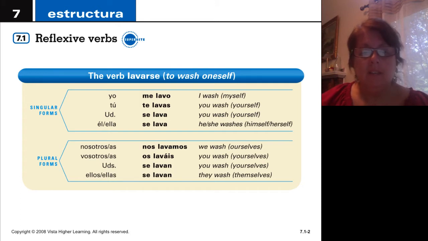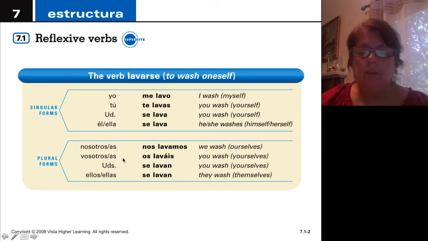So, if I say yo me lavo, I'm saying I wash myself. We usually say I wash up. Tú te lavas, you wash yourself. Usted se lava, ella se lava. Notice that there is a second pronoun here. We have me, we have te, and we have se. All right, those are also pronouns, but they're called reflexive pronouns. You must use them when the action reflects back on the subject.